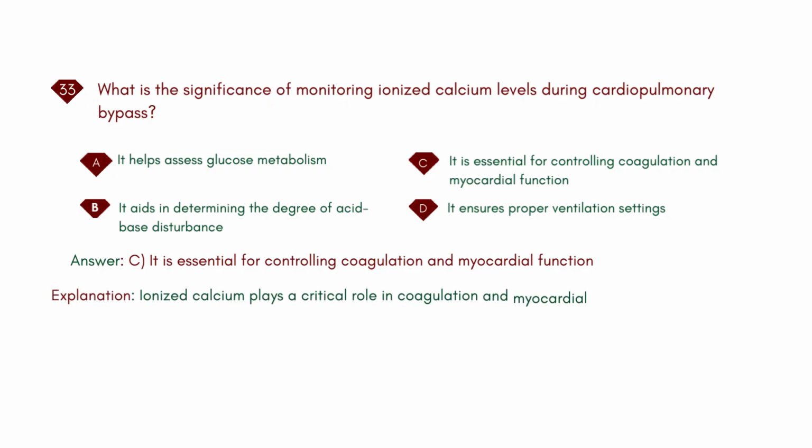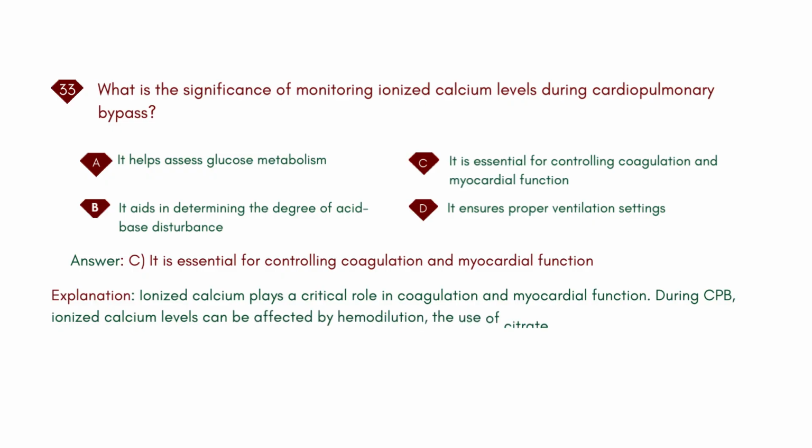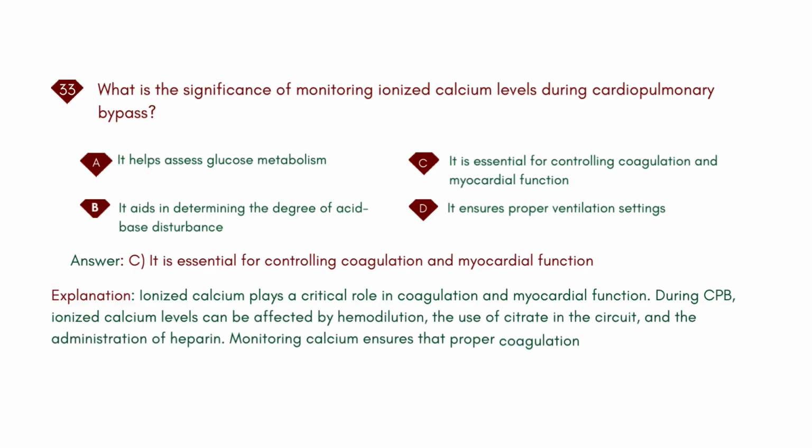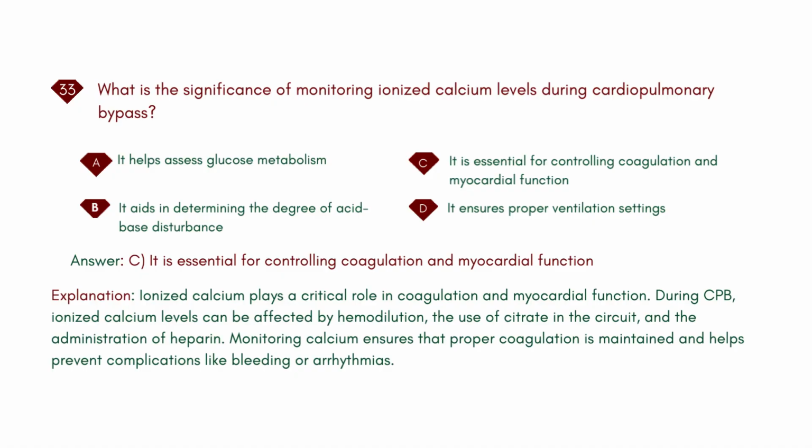Explanation: Ionized calcium plays a critical role in coagulation and myocardial function. During CPB, ionized calcium levels can be affected by hemodilution, the use of citrate in the circuit, and the administration of heparin. Monitoring calcium ensures that proper coagulation is maintained and helps prevent complications like bleeding or arrhythmias.